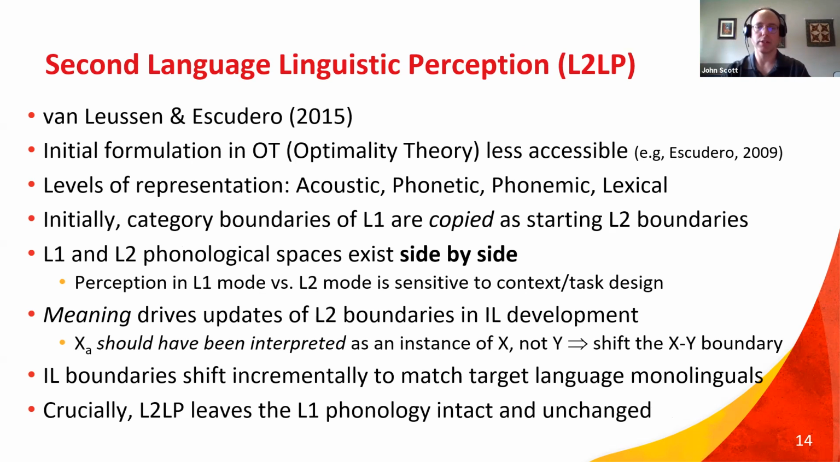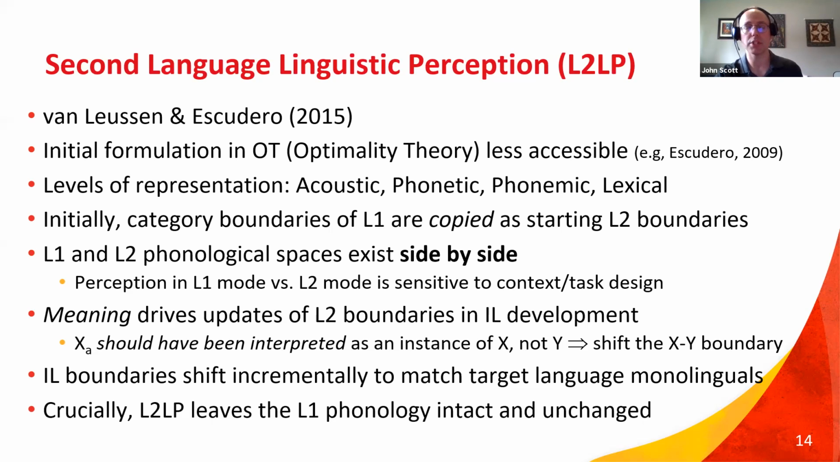But here the key is that your L1 phonological categories are copied to make an initial starting place for your L2 categories. And then these exist side by side, separately, through your learning process, so that the L2 categories can be updated based on recognition that, oh, I heard that, I thought it was this sound, it should have been categorized as this sound based on what I know about words, so let me move my boundaries in the L2.